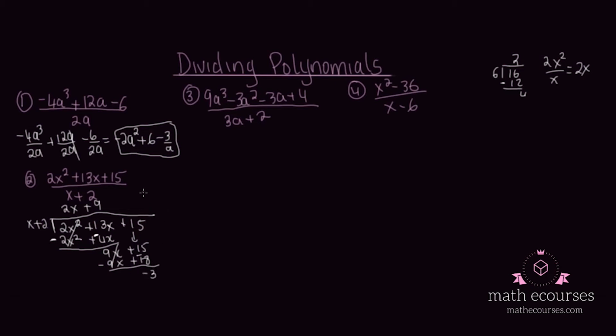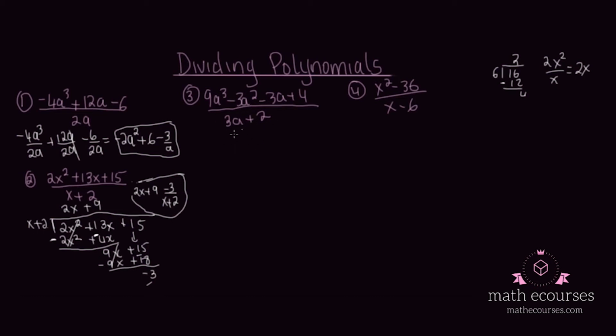How would you write this answer? You would write whatever's on your numerator, so we have 2x plus 9. Then bring your remainder, minus 3, over your denominator, so x plus 2. If your remainder is 0, you don't need to do that part, but this is how your final answer would look. I've summarized the steps of doing long division in the notes that you might want to look at.